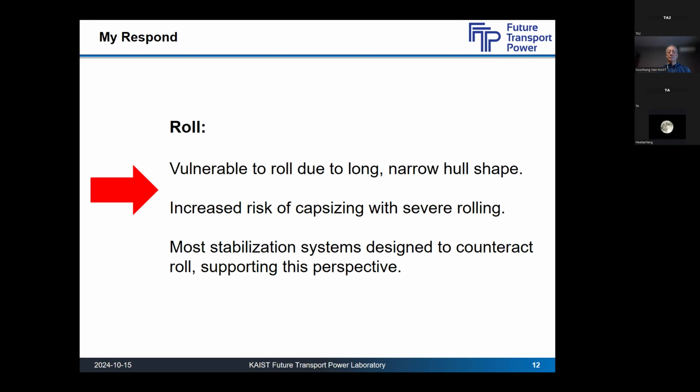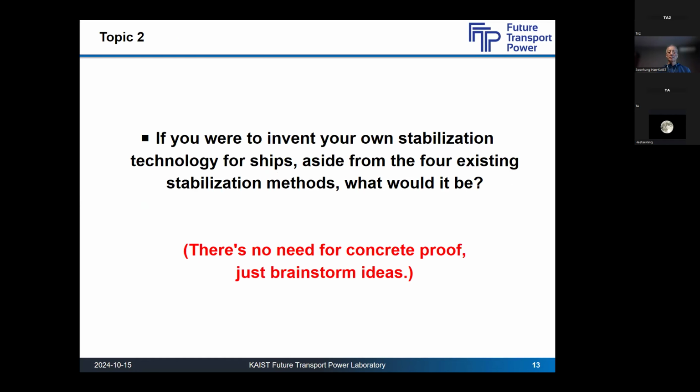Okay, next topic. If you were to invent your own stabilization technology for ships, aside from the 4 existing stabilization methods like anti-roll tank, fin, bilge keels and rudder, what would it be? There's no need for concrete proof, just brainstorm ideas. Is it fine? Everything's fine. The question is, if you were to invent your own stabilization, what would it be?